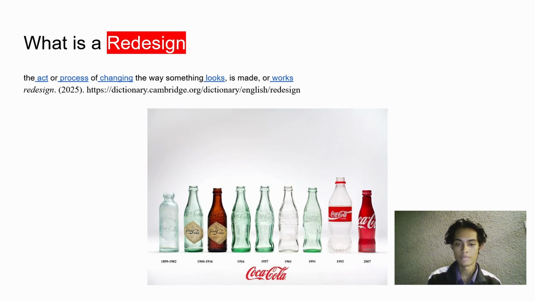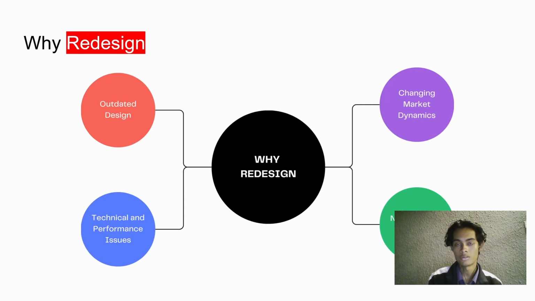As you can see with the picture I have given, Coca-Cola have changed their bottle design from 1899 to 2007 with many iterations. Why would a company or a designer redesign a product? There's many reasons, but one of the most popular ones is the outdated design. As you can see with the Coca-Cola, if they used the first design until today, it would feel very old and it's not new. The other reason is changing market dynamics.